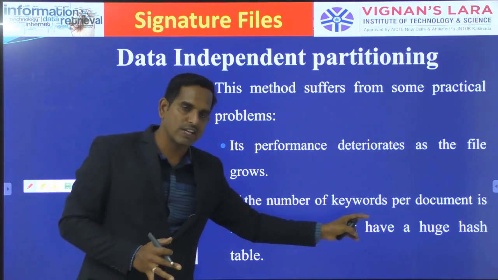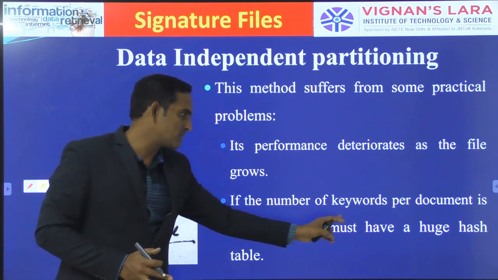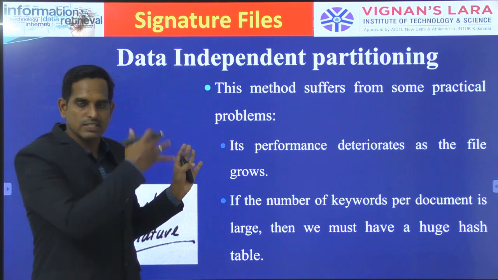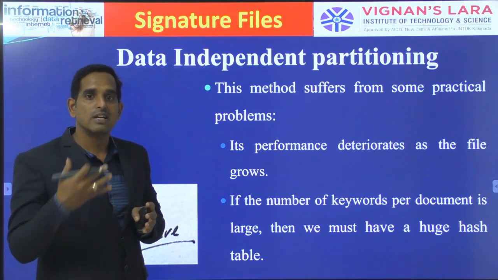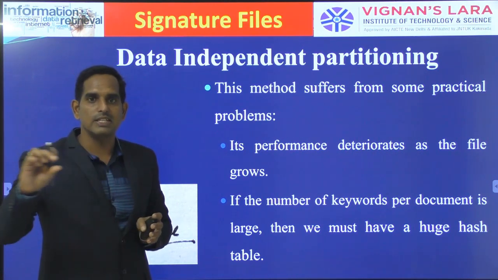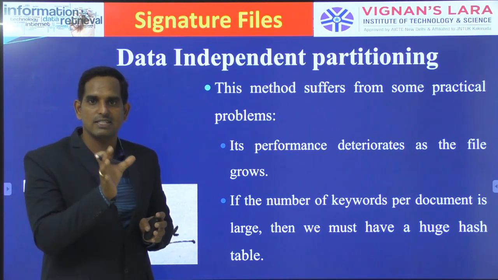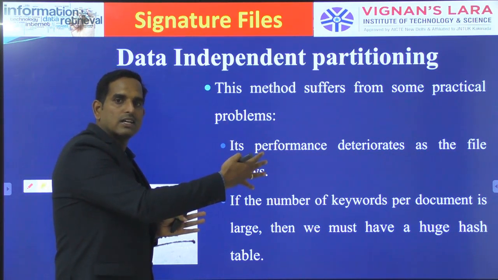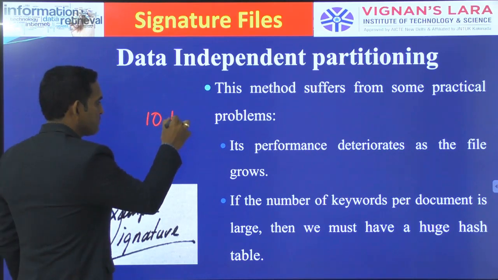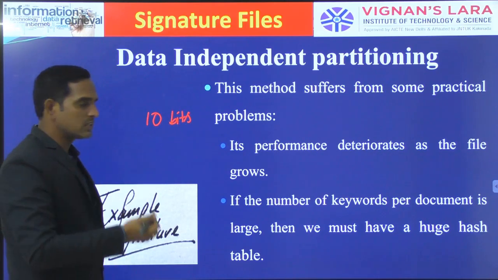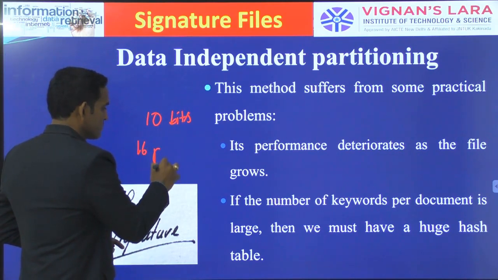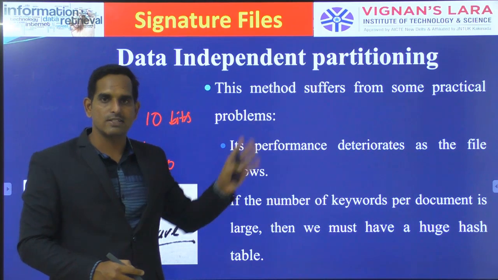Second thing, if the number of keywords for the document is large, then we must have a huge hash table. If you are having 6 keywords, you have to set 6 different bits. If your particular document is having 10 keywords, then you have to set 10 different bits in your particular 16 bits. For that, I have to create 10 different combinations of the complete hash table.